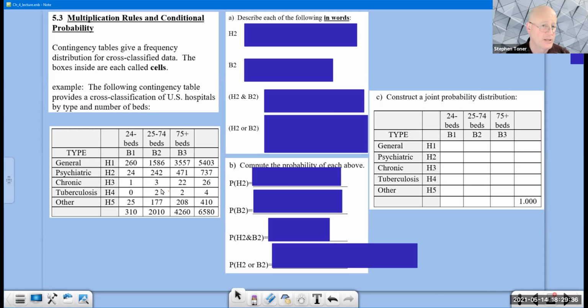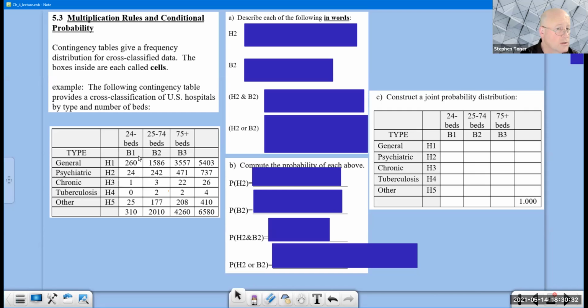What I have on this page is a contingency table, also known as a two-way table, that gives cross-classified data. And all the boxes within the table are known as cells. For example, this table is a cross-classification of US hospitals of varying type, along with the number of beds. I have 5 types of hospitals, H1 through H5: general, psychiatric, chronic, tuberculosis, or other. And the sizes of beds, B1 through B3, are small hospitals with under 24 beds, medium-sized hospitals with 25 to 74 beds, and larger hospitals with 75 or more beds.